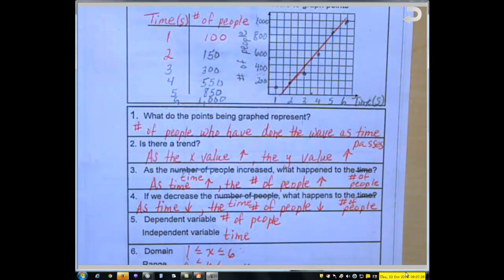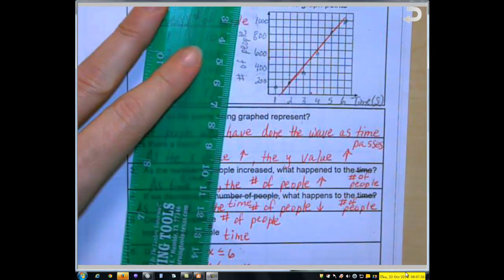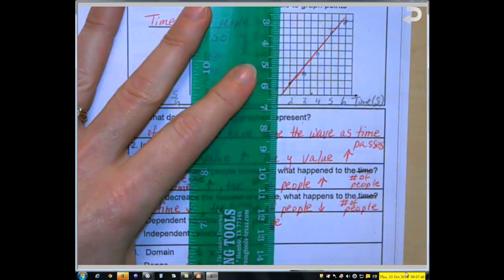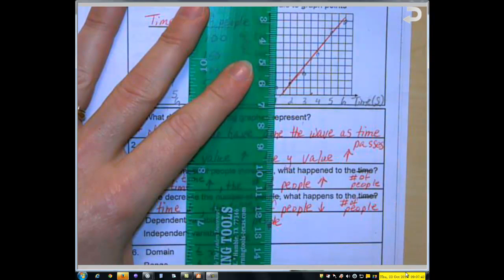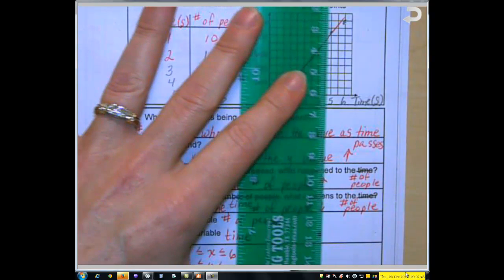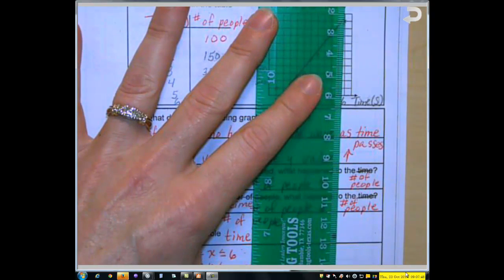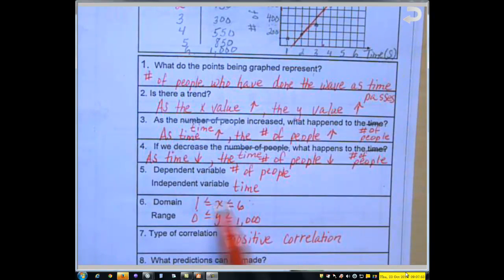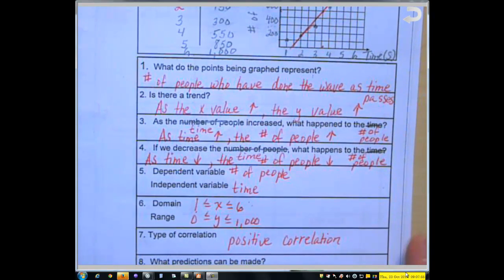And now once we've drawn that line, we want to look at the domain and the range. So we can see that the domain of this graph, that would be the x values, the lowest x value on the graph is about 1. And then as we move from left to right, we can see that the highest value is about 6. So our domain goes from 1 to 6.